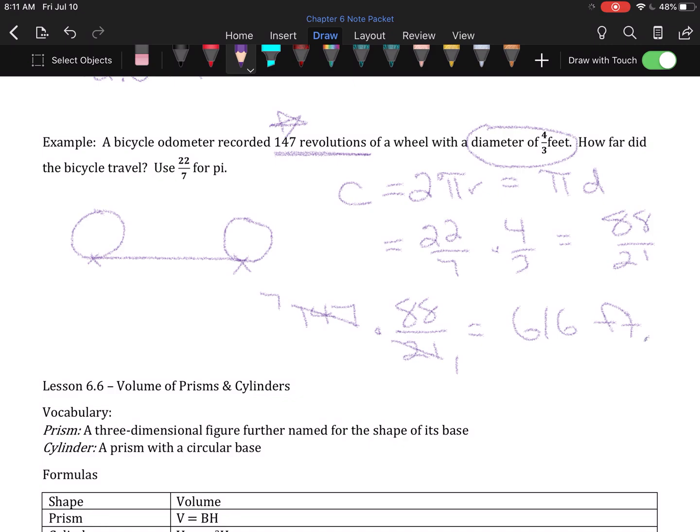If you don't realize that 147 and 21 are related, which I understand very much, remember, you are allowed to use a calculator in this chapter, so 147 times 88 over 21 shouldn't really be that big of a problem.